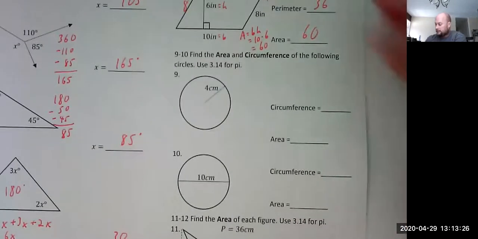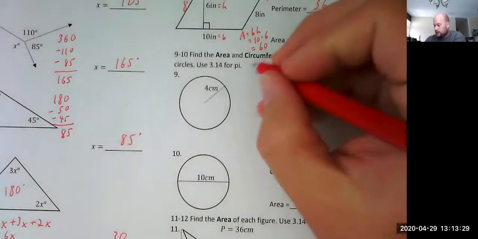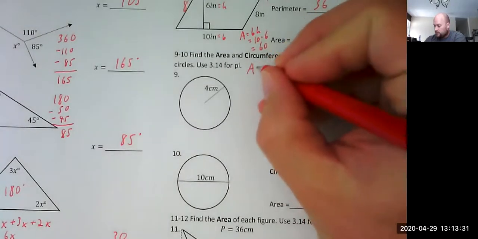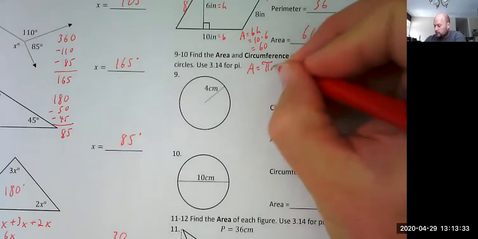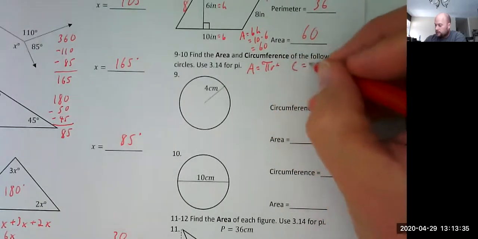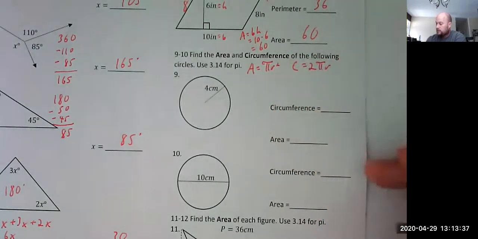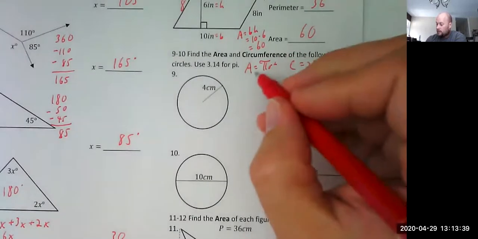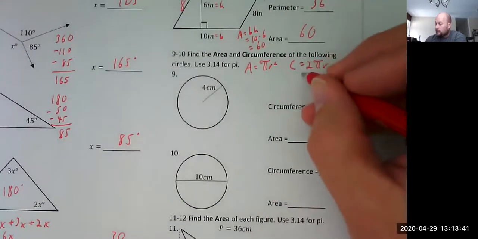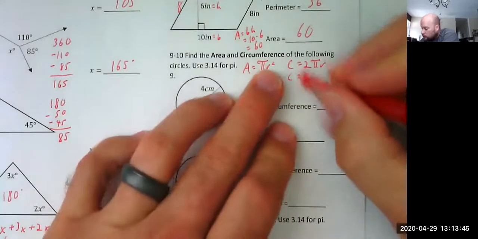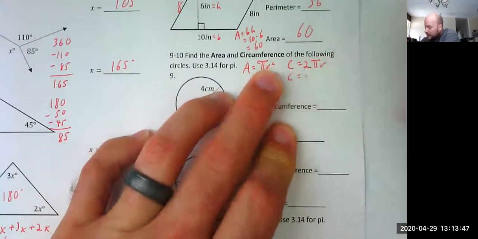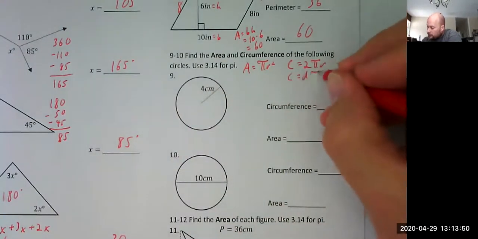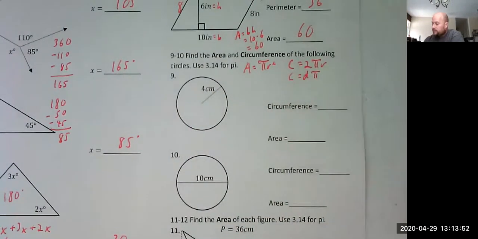On 9 and 10, area and circumference. Again, 2 formulas that you should be familiar with. Area of a circle, pi r squared. Circumference of a circle, 2 pi r. Now, circumference can also be with the diameter. So instead of 2 pi r, 2 times the radius is the diameter. So you could also say this as diameter times pi also works.